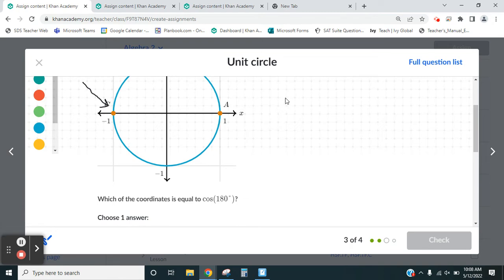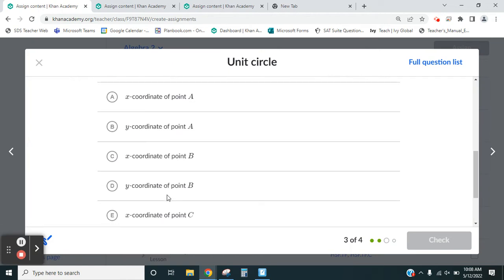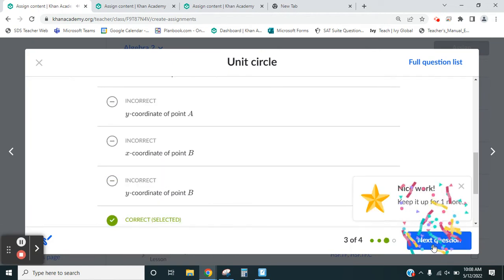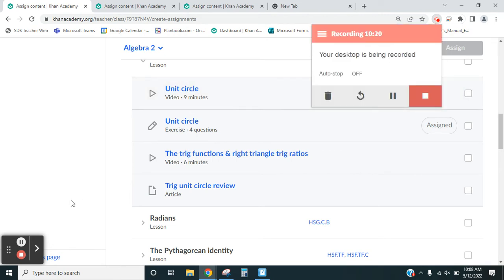And it's asking for the cosine. Yep, we know that the x coordinate is equal to the cosine, right? So we should be looking for the x coordinate of C. Okay, easy enough. All right. Let's pause here. I'm going to assign this one. You guys can work on that.